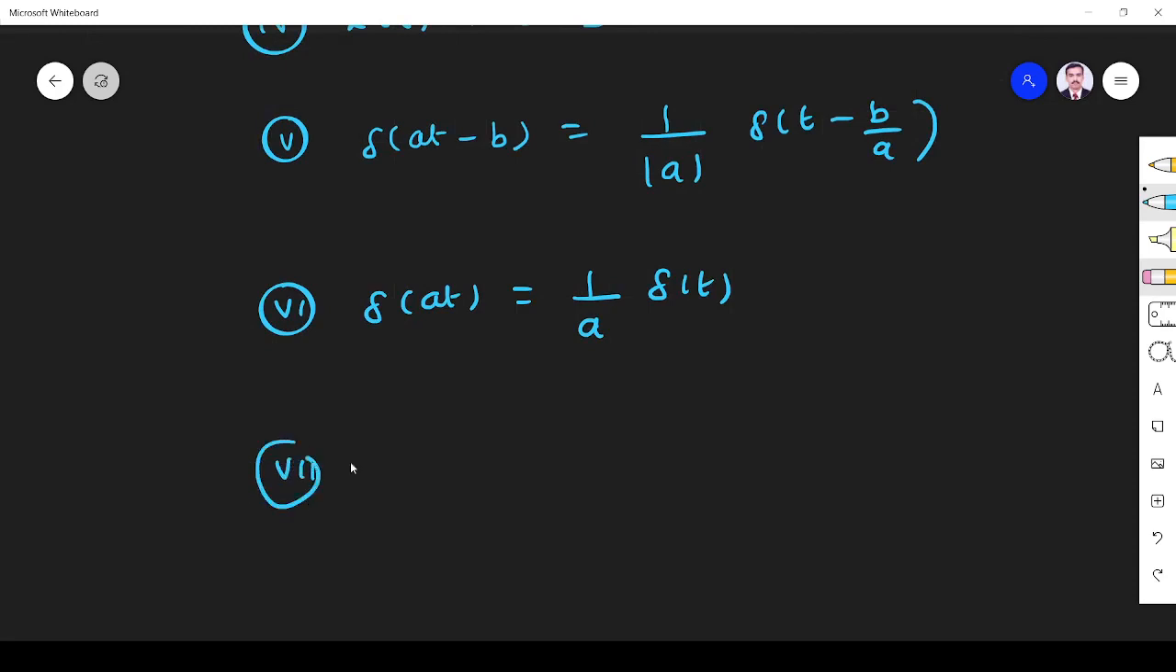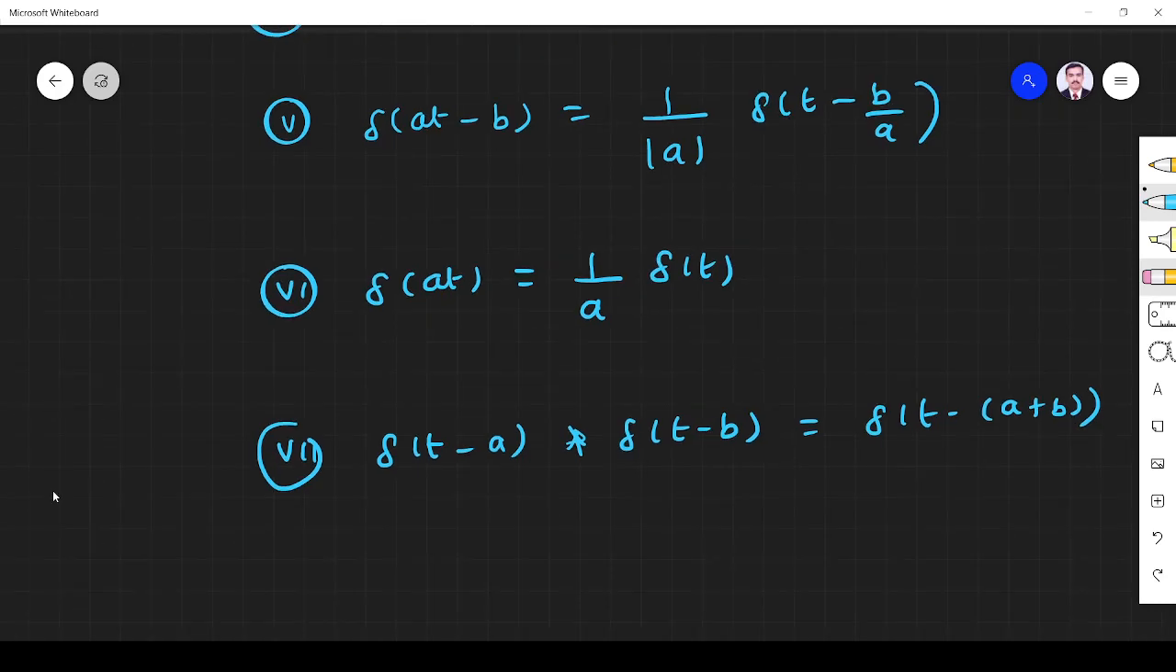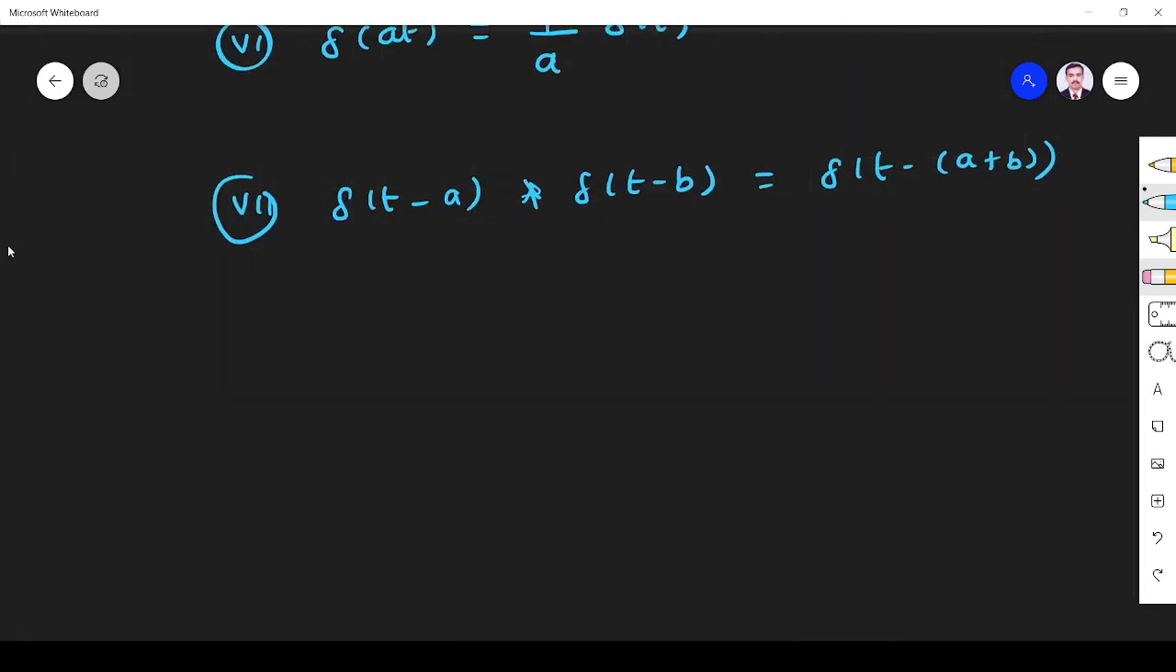And seventh one, delta of t minus a convolved with delta of t minus b, that is given by delta of t minus a plus b, right? So these are all the things we must remember whenever we are working with the unit impulse, right?